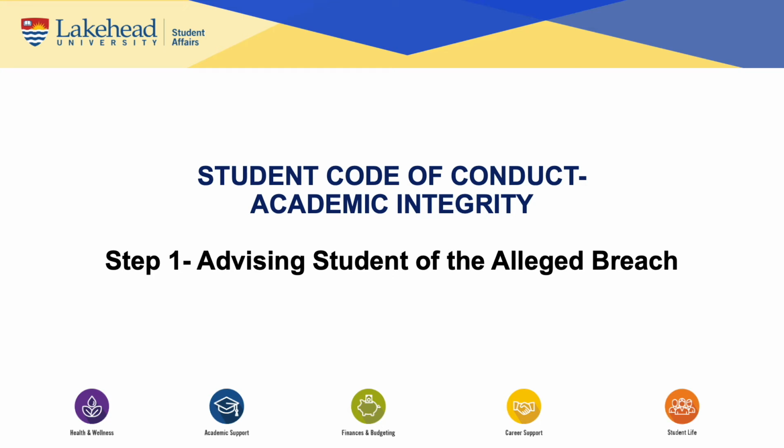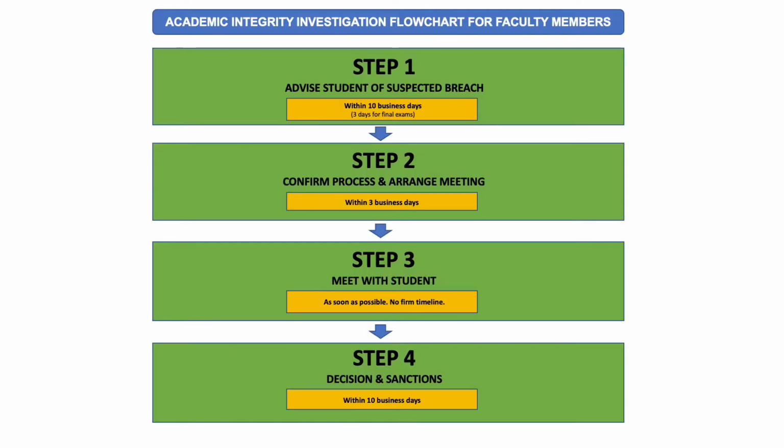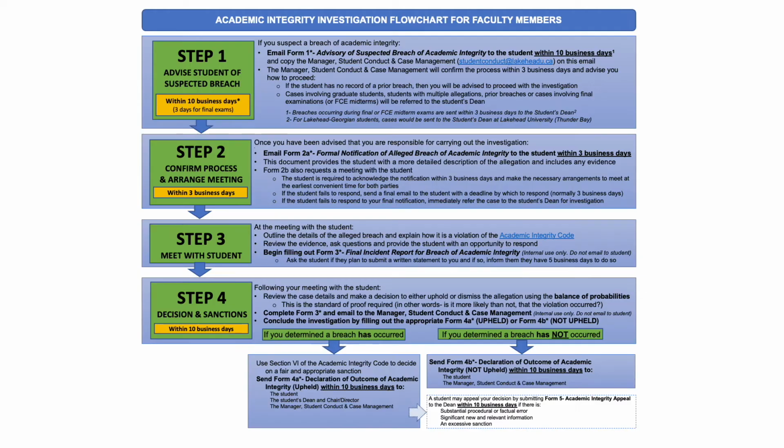In this video, we will provide more detailed instructions related to Step 1 of the Academic Integrity Investigation process, as outlined in the Student Code of Conduct Academic Integrity Policy. If you're looking for a more simplified overview of the four-step process, we encourage you to go back and watch the introductory video in this series, and begin there instead. At this point, we assume you have the flowchart in front of you for reference, but if you don't, simply go to the Lakehead Student Conduct webpage and download the flowchart from the Resources tab.